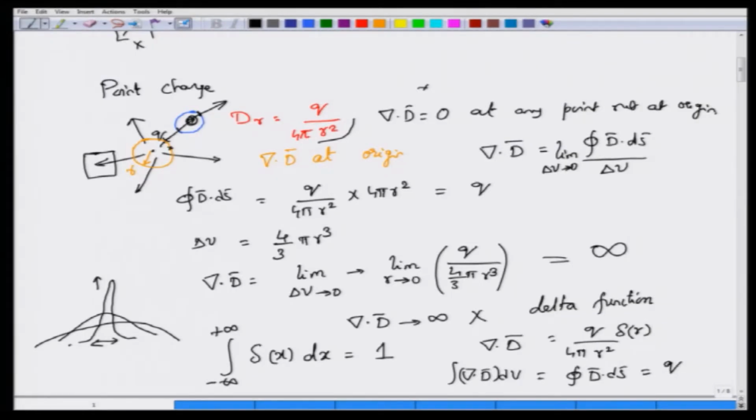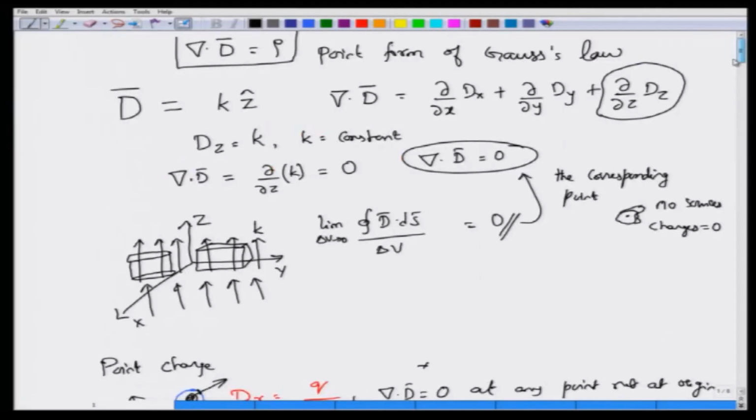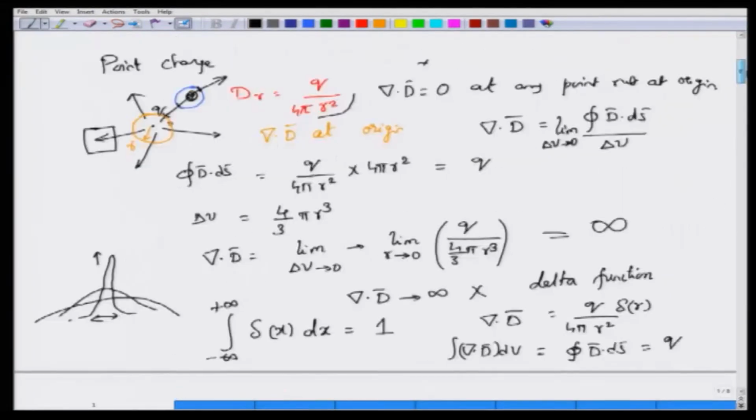We started with the point form of Gauss's law, okay, and we considered two examples of calculating the divergence. In the first example, D was equal to some constant directed along z axis at every point in space. So, if you try doing the divergence at any point, this would be equal to 0, because the volume would not enclose any charge. There is as much flow of flux lines into the volume as there is outflow of the flux. That was the first example.